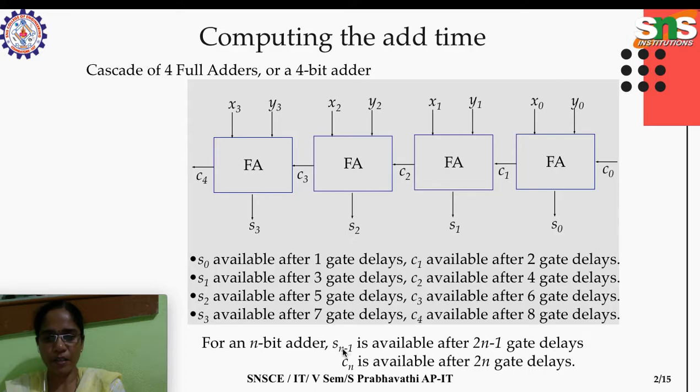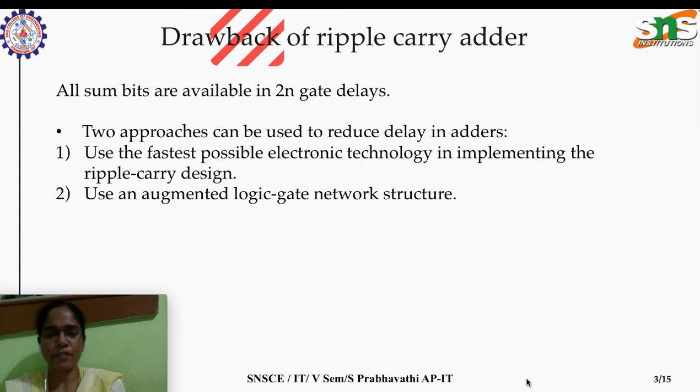So some n minus 1 bit is available at 2n minus 1 gate delay, and the last carry is available at 2n gate delays. So these gate delays are the timing, the time required to process the complete 4-bit operation. This is quite a long time. The processing time is very large because it is in serial manner. So in general the drawback of ripple carry is the output will be available only after 2n gate delays.